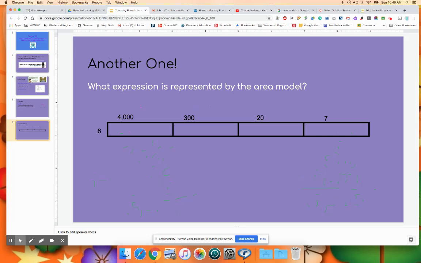And we're going to move on to our last slide, which is just thinking about it a different way. So they might represent it giving you the area model, and you have to come up with the original numerical expression. So we know it's going to be 6 times something. And then if I think of expanded form, 4,327. So just putting it all together, 6 times 4,327. So they're not looking for us to solve it here. They just want to know what the original expression would be.